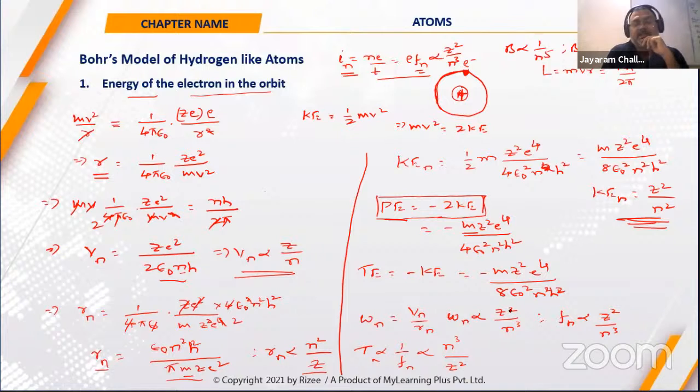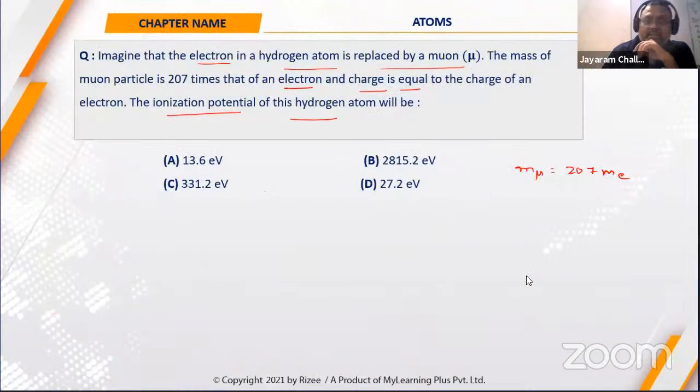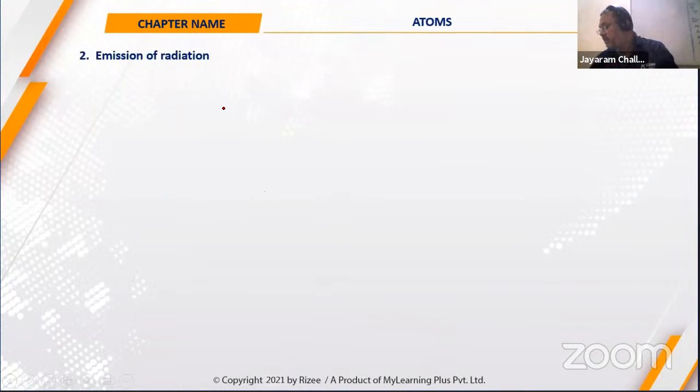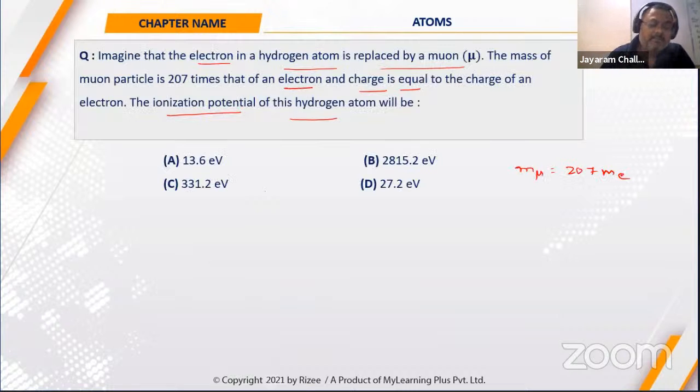If the radius is inversely proportional to the mass, how can I relate this radius to the ionizing potential here? How can we relate this to the ionizing potential? Before going for the ionizing potential, I would like to write that the radius of the nth orbit is inversely proportional to the mass.